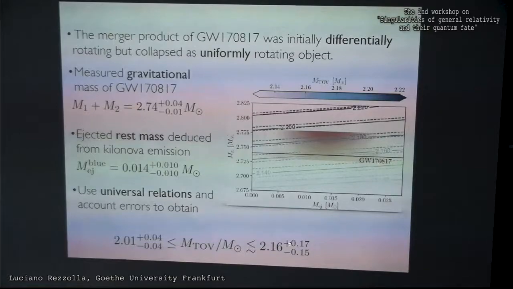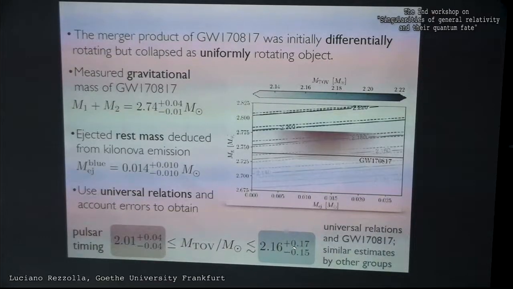We now have an upper limit to the maximum mass of neutron stars. So we have a lower limit coming from pulsar timing, which is 2 solar masses, and now we have this upper limit in the maximum mass. Okay? Interestingly, within about 3 weeks, 4 different groups suggested very similar results and ended up with the same conclusions, while coming from very different lines of logic.